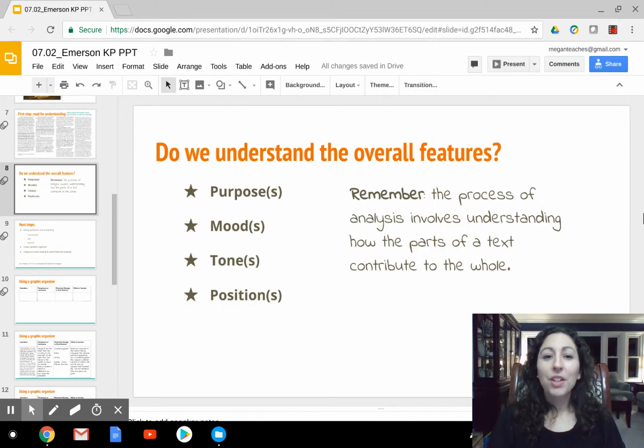Okay. So now that we have a basic understanding of this passage, we want to make sure that we understand those overall features, those larger features. So we want to think about purpose, mood, tone, position, because when we're looking at those strategies, we're breaking it apart so that we understand how those little pieces work to construct the whole, right? How do they influence the whole?